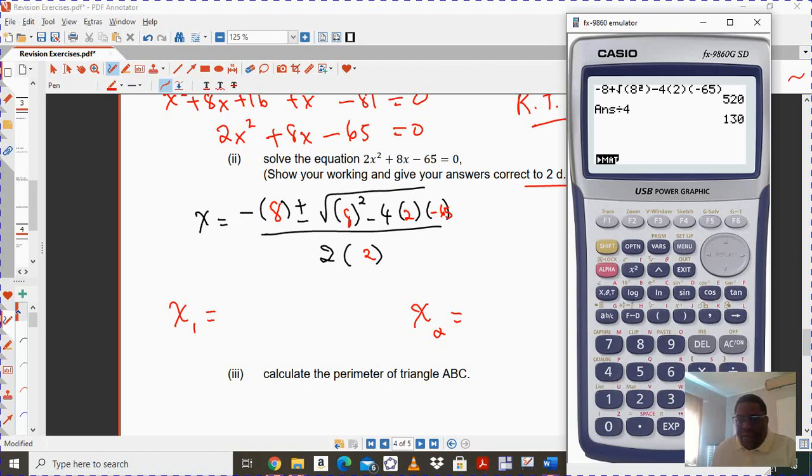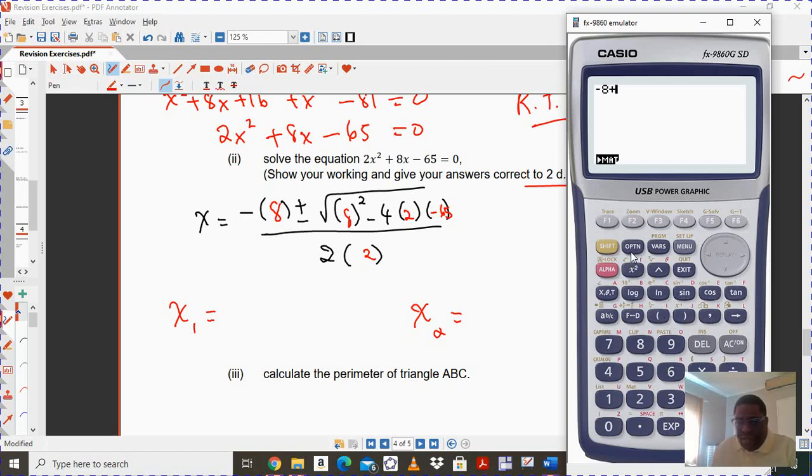Okay, so again, I can see that something is not okay. I have to go back here. So let's just start all over again. Let me take the numerator first. So the numerator is nothing but negative 8, plus.